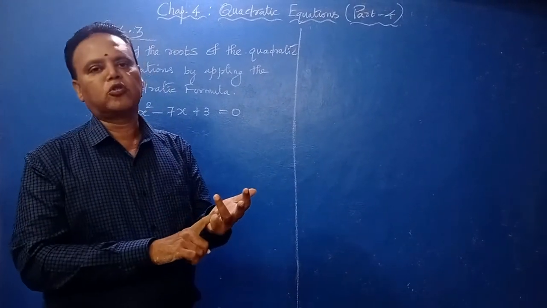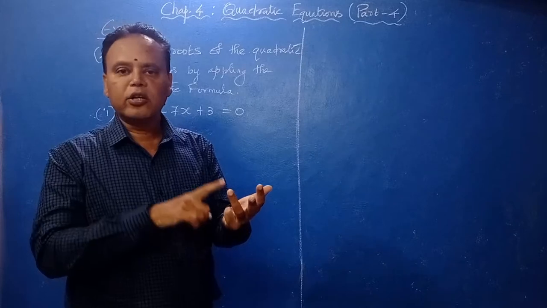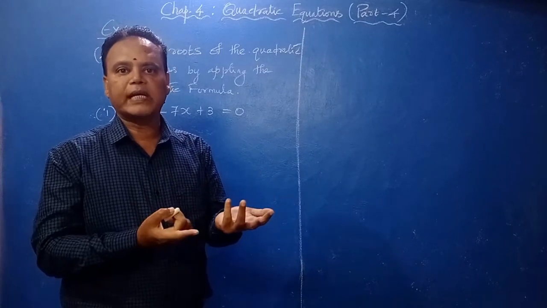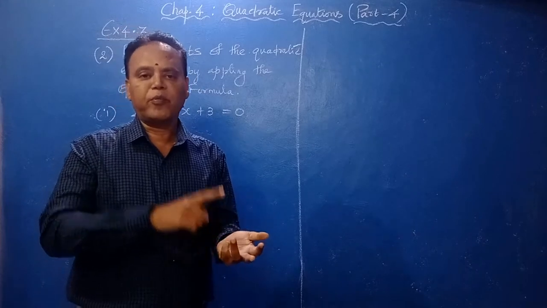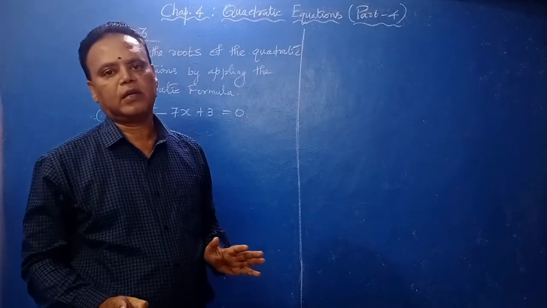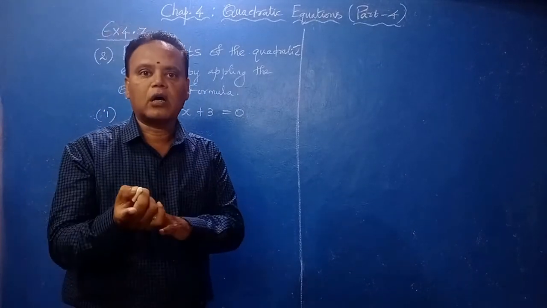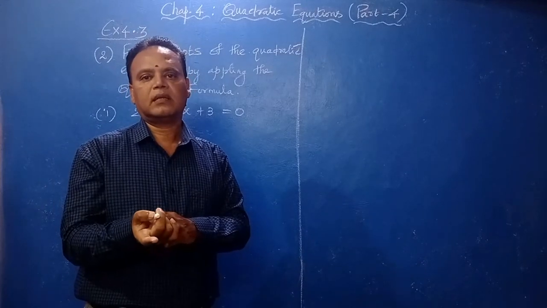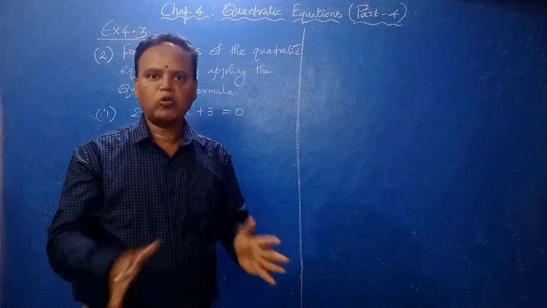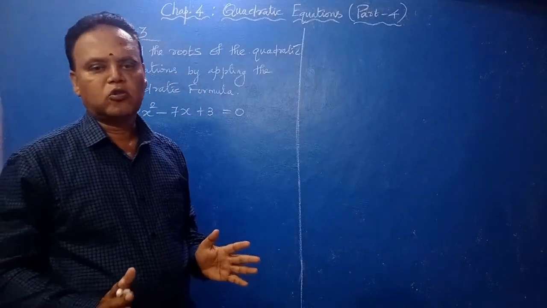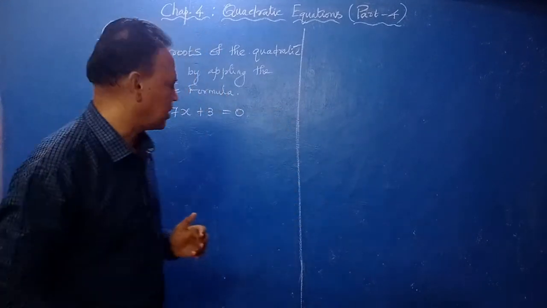If it is possible to do factorization, then you can apply it. Some equations you cannot solve by the factorization method, so that time you have to apply only the quadratic formula. When the roots are irrational numbers, you definitely cannot do factorization, so you have to apply the quadratic formula only. So the quadratic formula is very, very important.